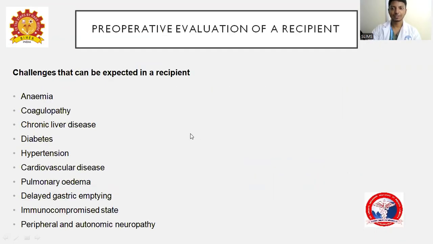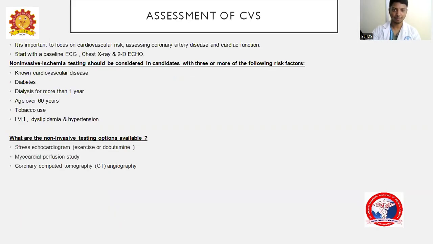What is the pre-op evaluation of a recipient? So here, what are the challenges that can be expected in a recipient? As an anesthetist, we will see anemia. We can also see coagulopathy. We can see chronic liver disease, diabetes, hypertension, cardiovascular disease, pulmonary edema, delayed gastric emptying, immunocompromised state, peripheral autonomic neuropathy.